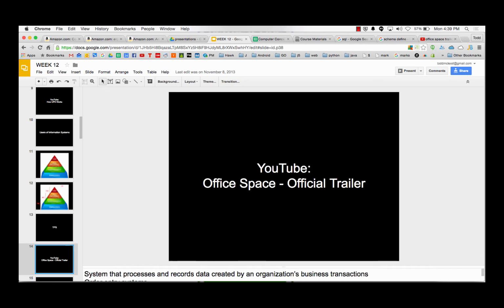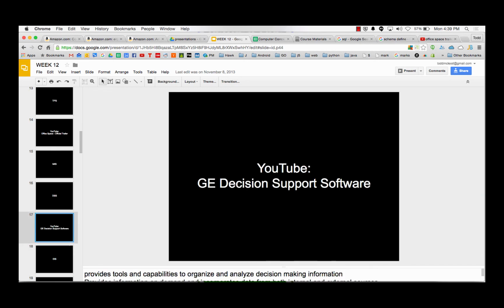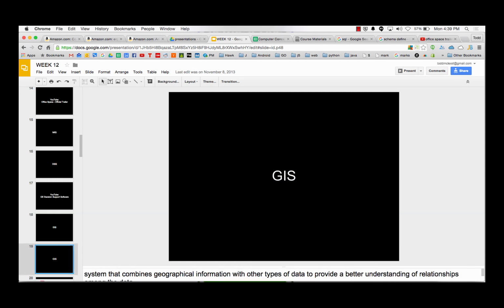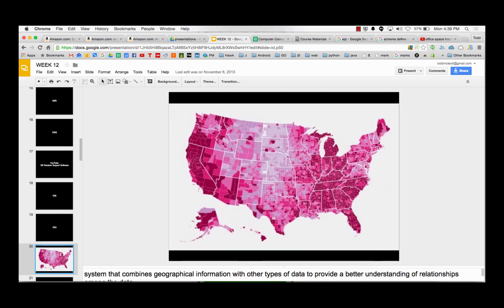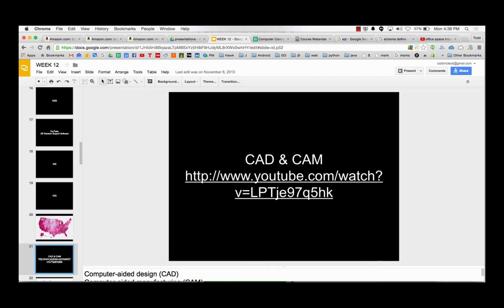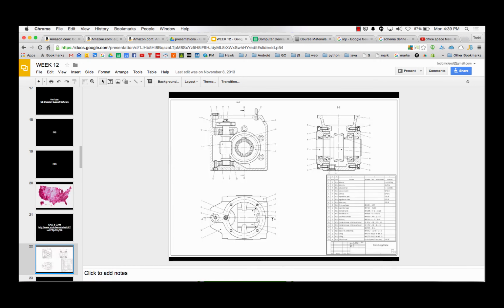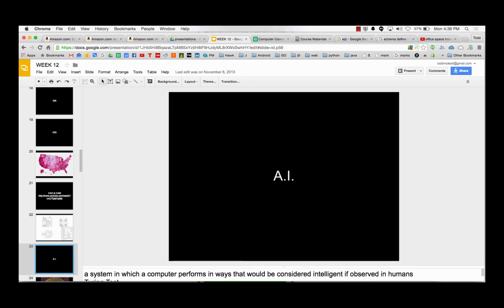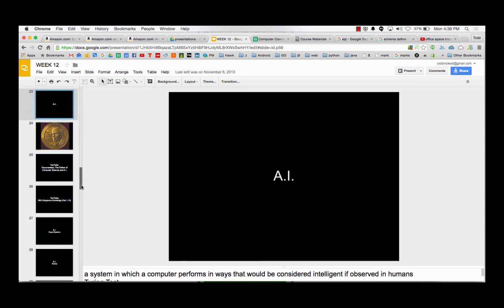So those are the different systems, some of them. And then, you know, decision support software. There's graphical information software where you can map data graphically. That's old hat. And CAD and CAM, software for design, computer-aided design for drawing diagrams, and computer-aided manufacturing to help manufacture. And then there's artificial intelligence. So this is just a couple of topics thrown in together, this presentation.